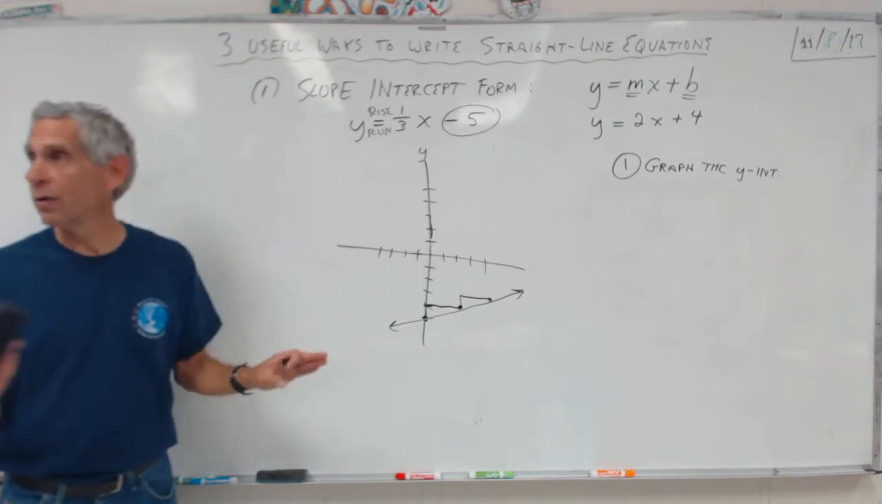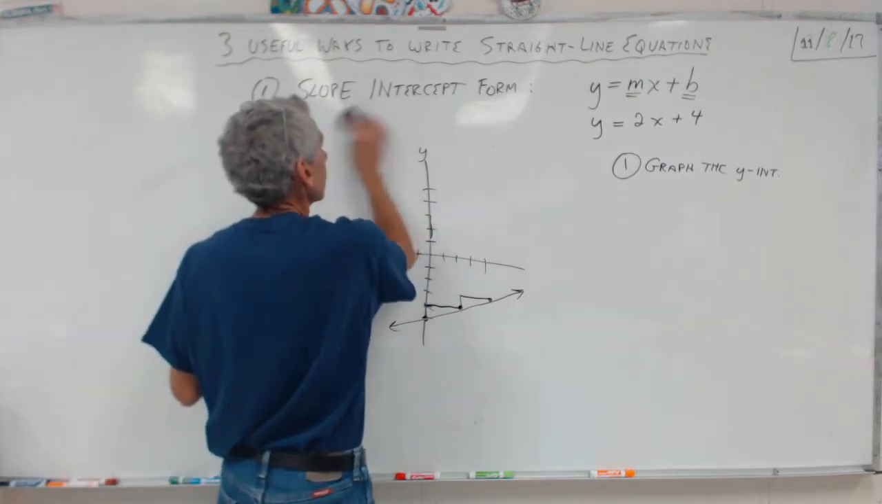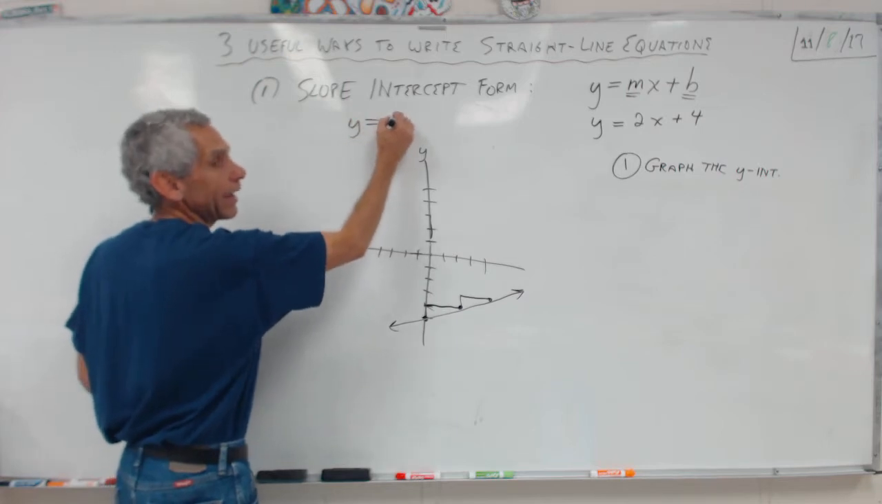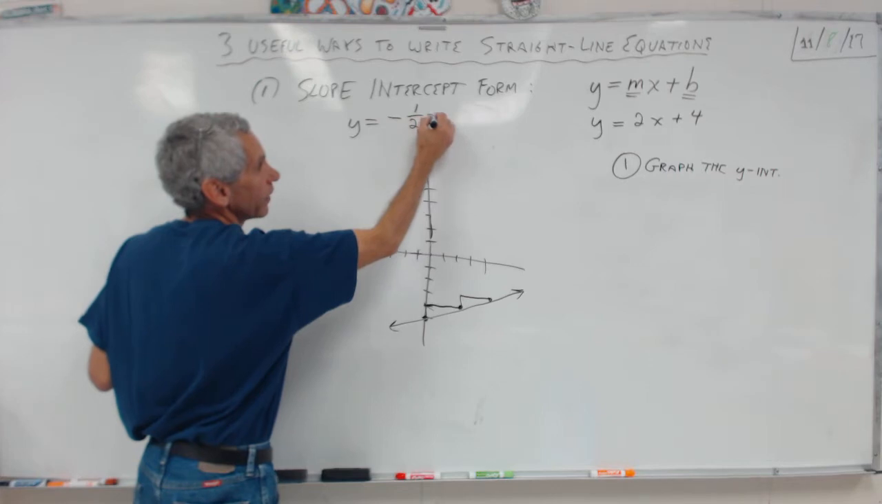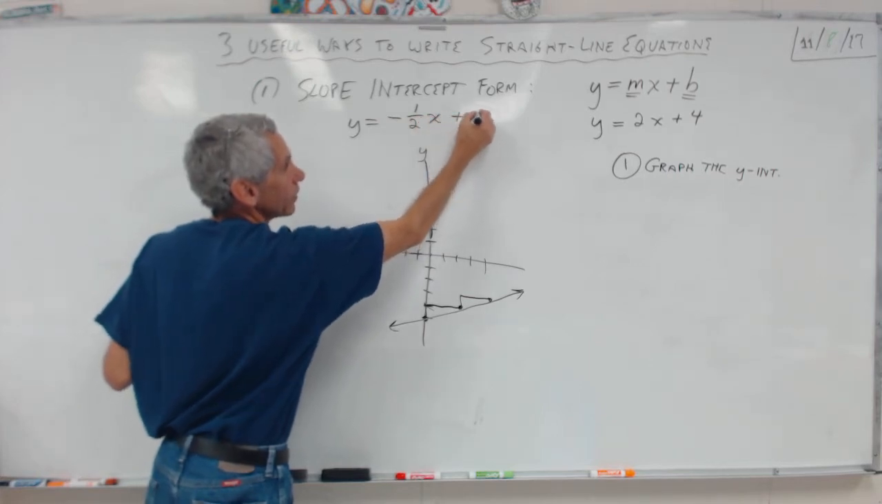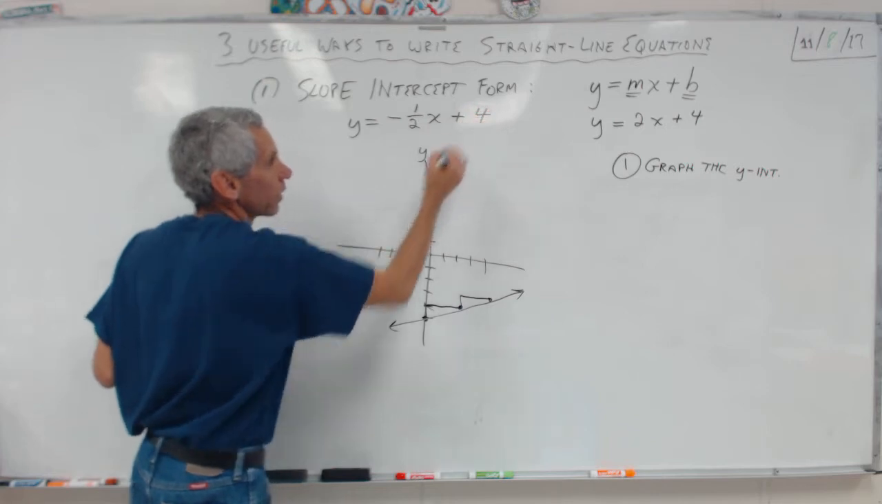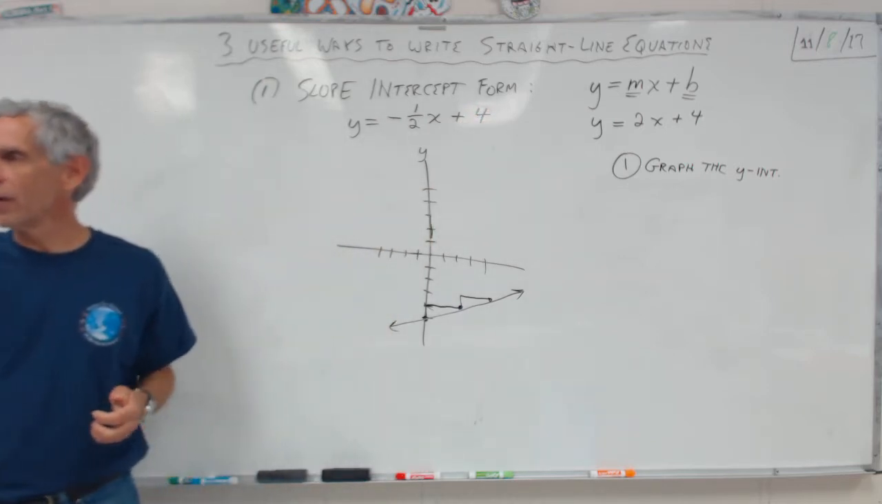All right, now I'm going to make it harder. One step harder now. Here we go. Y is equal to negative 1/2 x plus 4. I know you guys know how to do it. I want to try somebody else.